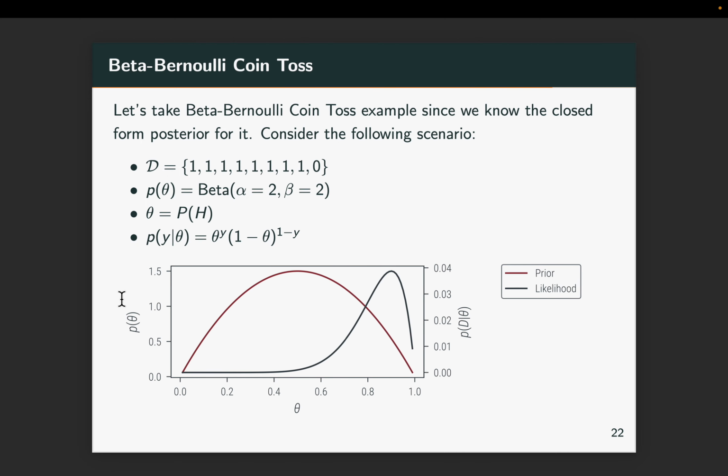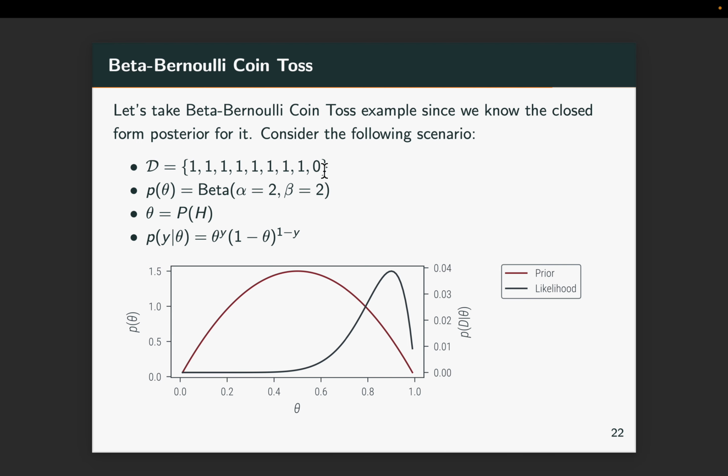We would get a figure like this. On the left hand side in the reddish magenta color, I am showing the prior, and on the right hand side I am showing the likelihood. The likelihood is highly bent towards theta equal to 1. It is centered at 0.9, because we have 9 heads and 1 tail.